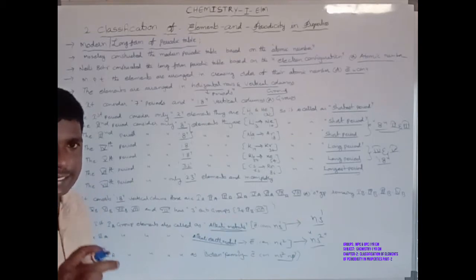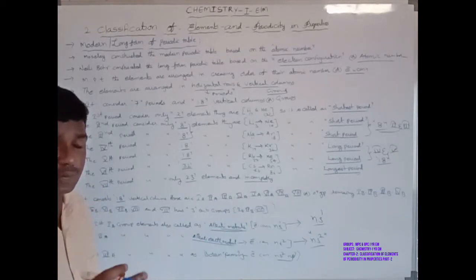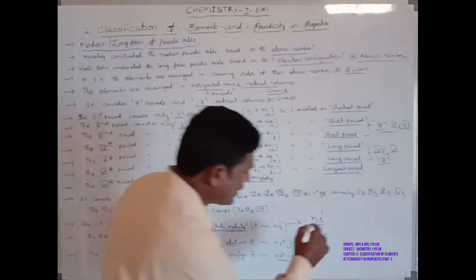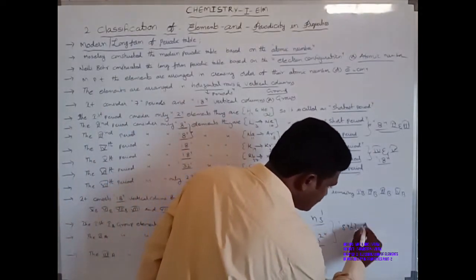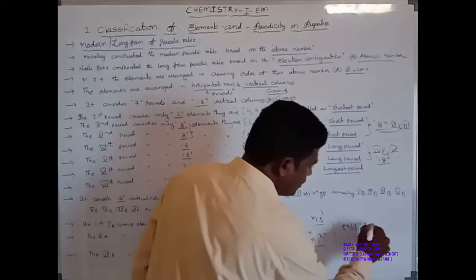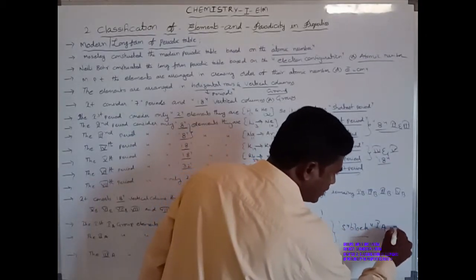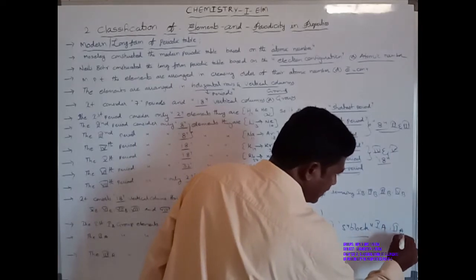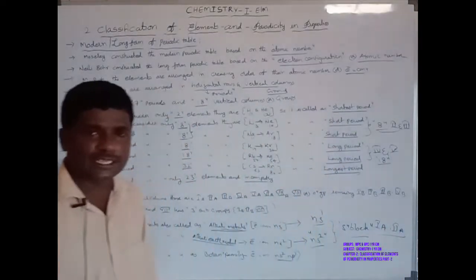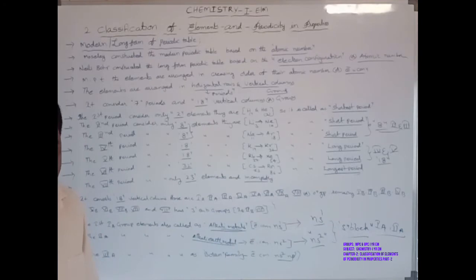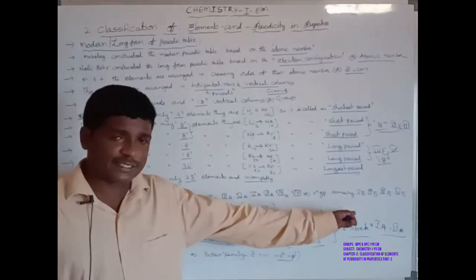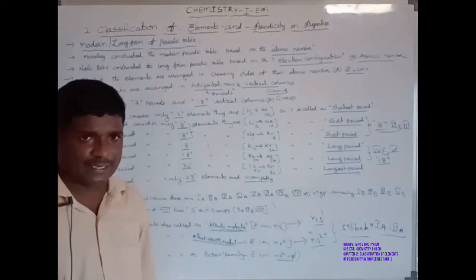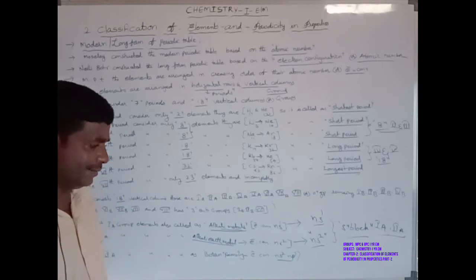In the modern periodic table, the first A and second A group elements are also called S block elements. The first A group elements are alkali metals, and the second A group elements are alkaline earth metals. Together, those are the S block elements.